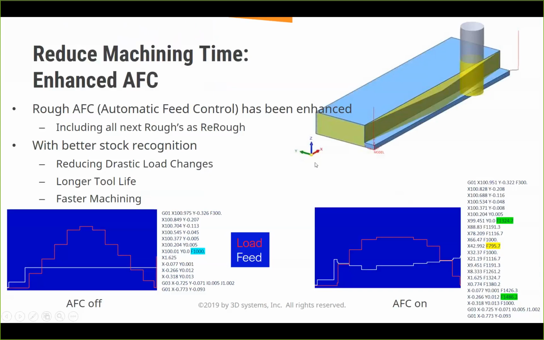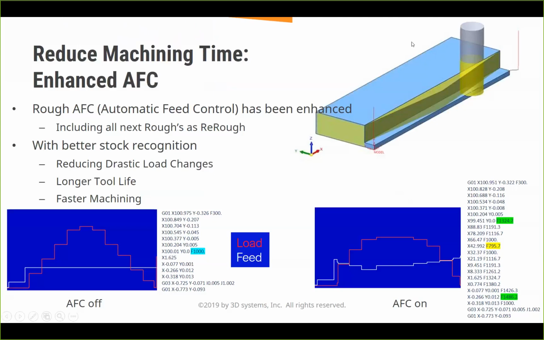Next item is reduce machining time. Here we have enhanced the AFC in the rough procedure. AFC is the automatic feed control. It has been enhanced, including all next roughs as re-rough procedures, with better stock recognition, reducing drastically the load changes and resulting in longer tool life and smoother and faster machining.